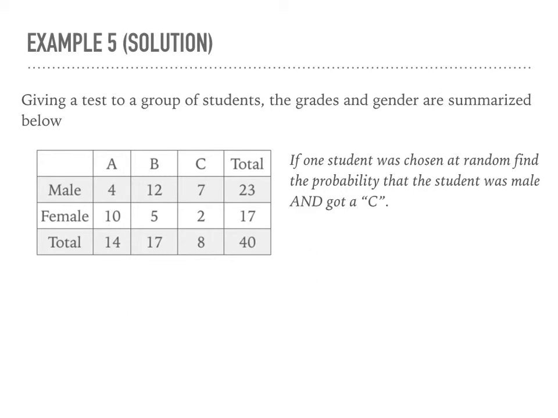Again, giving a test to a group of students, the grades and gender are summarized below. If one student was chosen at random, find the probability that the student was male and got a C. So male and C, that's 7. So 7 out of 40, 7 over 40.